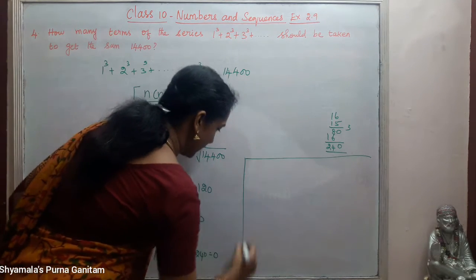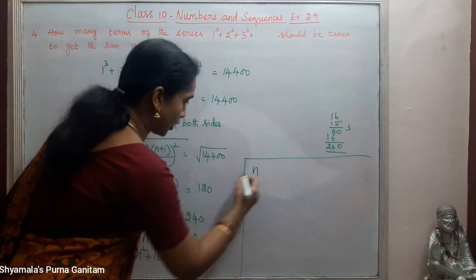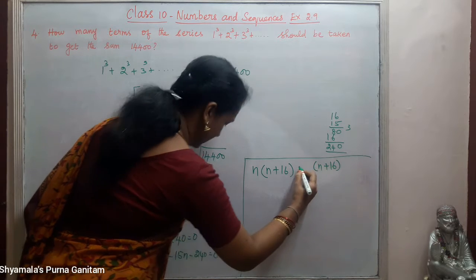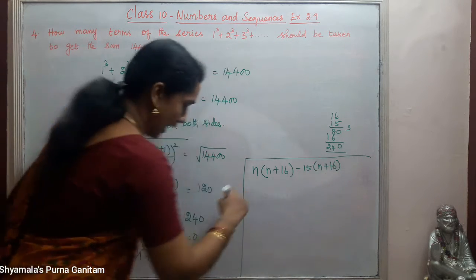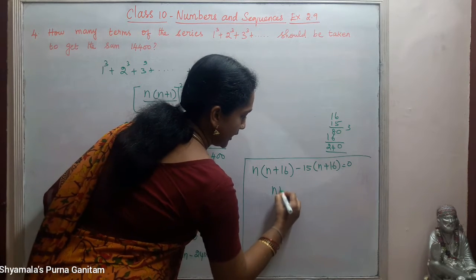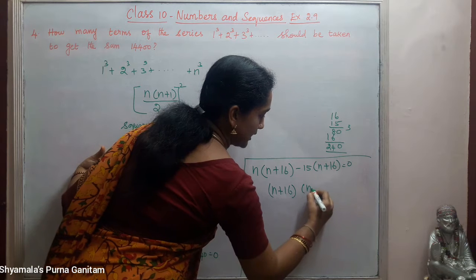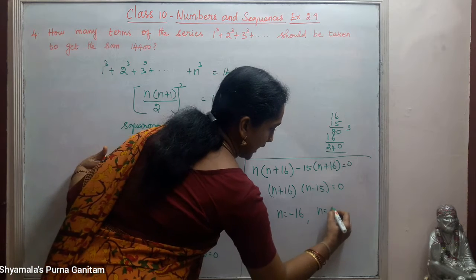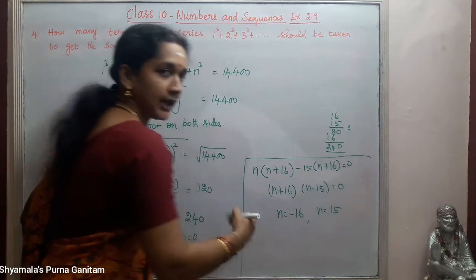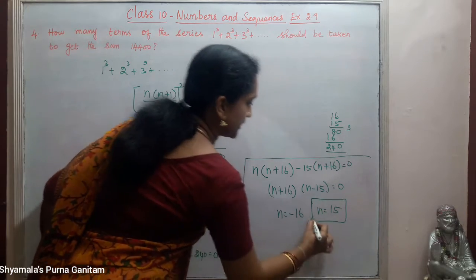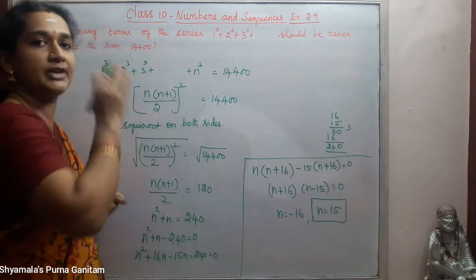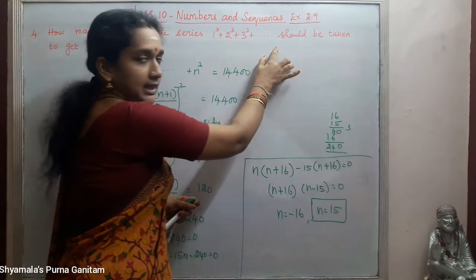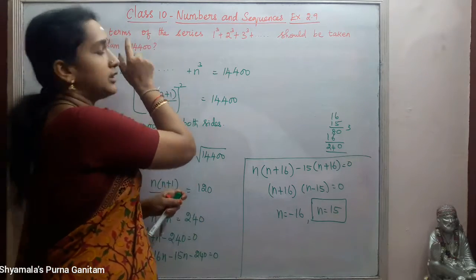So now, if we take this n common, n into n plus 16, and then taking n plus 16 common, we will get minus 15 outside, is equal to 0. So n plus 16 and n minus 15 is equal to 0 we get. That is n is equal to minus 16 and n is equal to 15. So n cannot be negative. So n value is equal to 15. So we have to take 15 terms in the given series so that we will get the sum as 14,400.